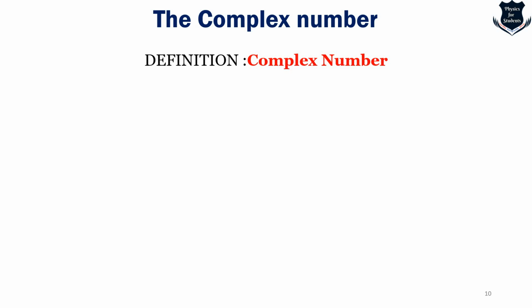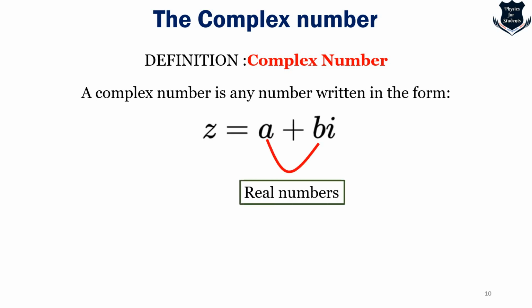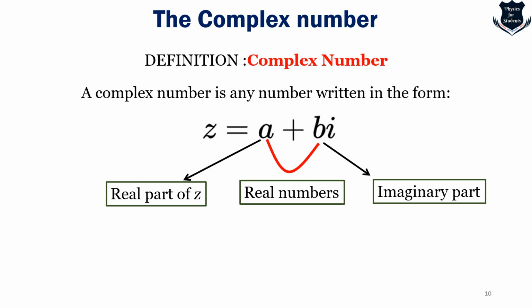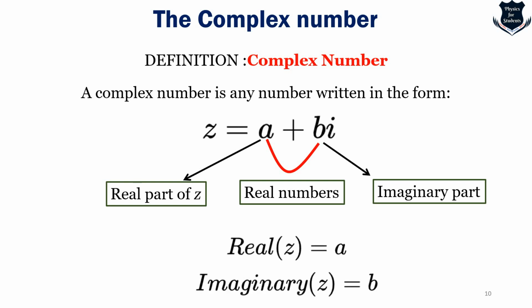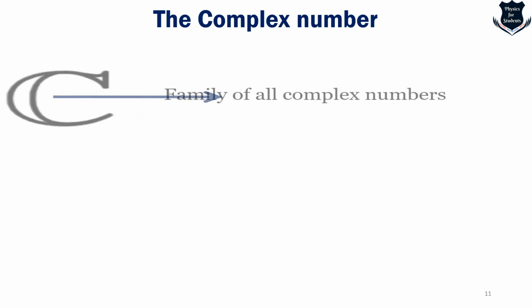Okay, now we will try to completely define a complex number. A complex number is any number written in the form z equals a plus bi, where a is the real part and b is the imaginary part. We also use acronyms, so don't worry if you come across them: Re, which is a, and Im, the imaginary part.